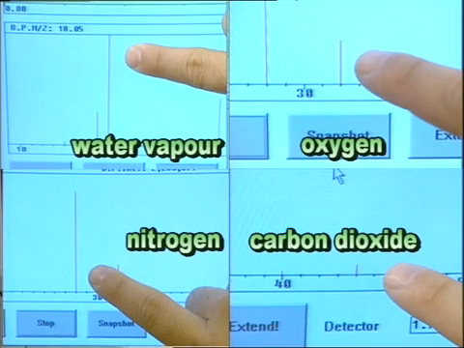Why does each line represent a certain kind of gas? The principle of mass spectrum is very complicated. To put it simply, different kinds of matter give off different spectra. So by measuring the spectrum of each gas, we can tell which is which.